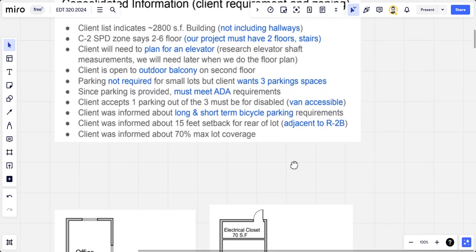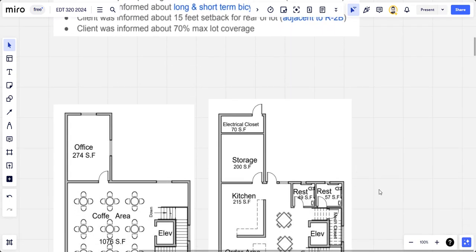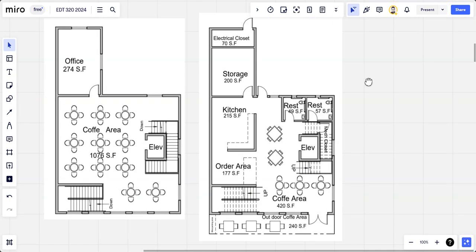And so let's discuss now floor plans. Here's our first one. On this floor plan, you would have to check whether you have 1,800 square feet of seating area. So you have 420 here, and you have 1076. Let's check. I want a red pen here. Okay, there you go. 1076 and 420 is not quite 1,800 square feet.